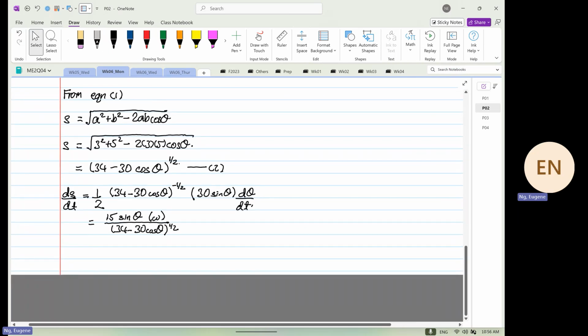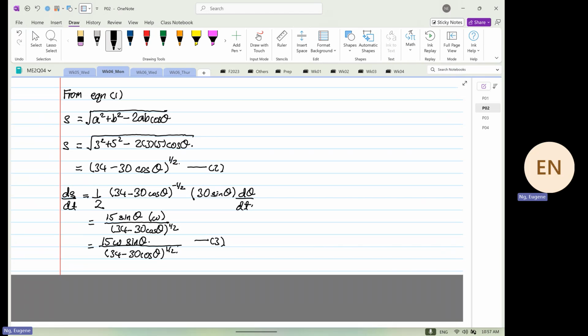Okay, so just to rearrange this, this is 15 omega sine theta over 34 minus 30 cos theta power half. So over here, this is our equation number 3. Because of the form of equation number 3, it made our differentiation later on slightly not difficult, but lengthier. Okay, so it goes longer.